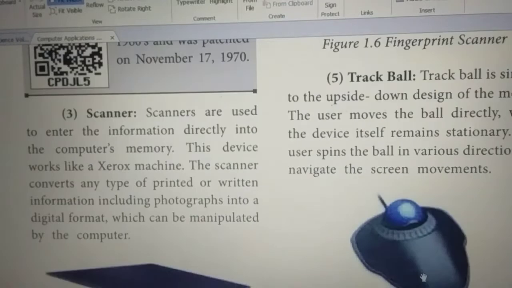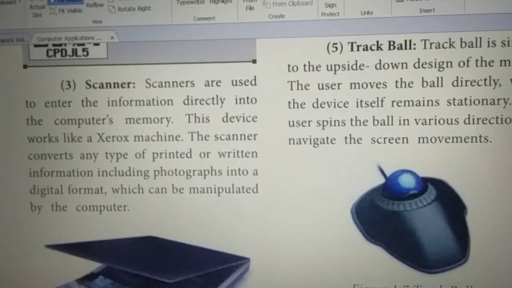This is the fingerprint scanner. Then the trackball. This is the old method, I think. A trackball is similar to an upside-down design of the mouse. The user moves the ball directly while the device remains stationary, spinning the ball in various directions to navigate the screen movement. With this trackball mouse we can select one object or one image, and the trackball also moves from one place to another.